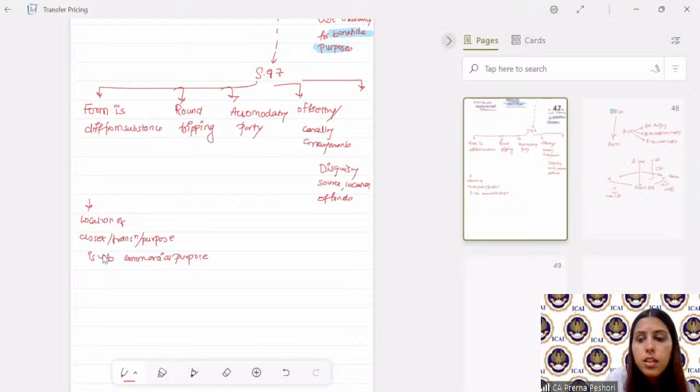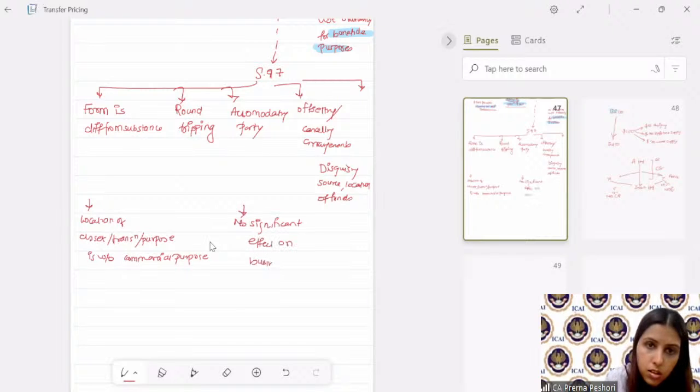And finally, last one, there is no significant effect on the business risk or cash flows of the party to the arrangement. No significant effect on business risk or cash flows.